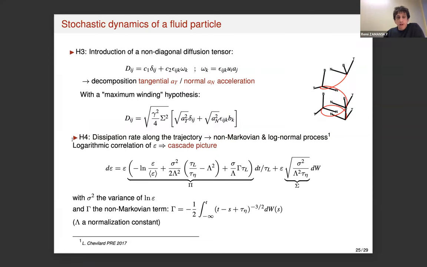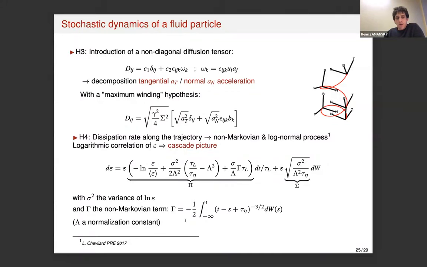Okay, and let's move now to the last assumption of building the model. Basically, we need to specify what is the multiplicative process for the dissipation rate. And I will go quickly on that, because it's a bit technical, but very interesting. Basically, for that, we want the dissipation rate to be log normally distributed. So we take a log normal process, but to be consistent with the idea of a cascade, it has to be non-Markovian, and it has to present a logarithmic decay of the correlation.